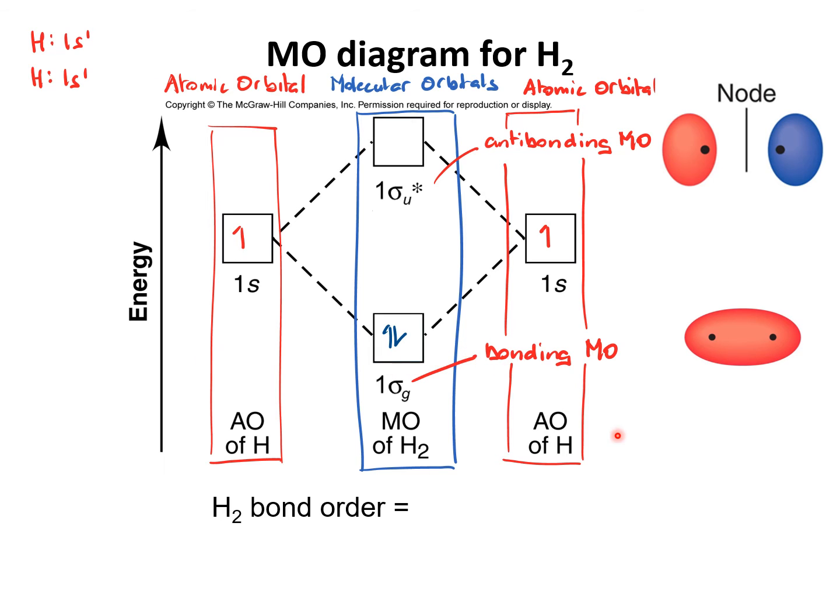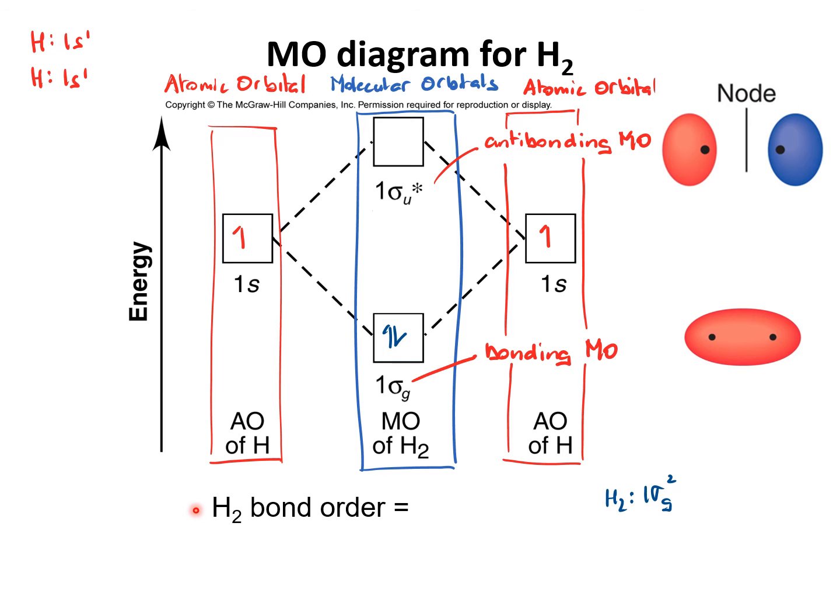We can also write the electron configuration for H2, which is 1σg², suggesting that there are 2 electrons in the 1σg bonding molecular orbital. And this is indeed what we see in the MO diagram, 2 electrons in the 1σg bonding MO. And that's what the bonding MO looks like.